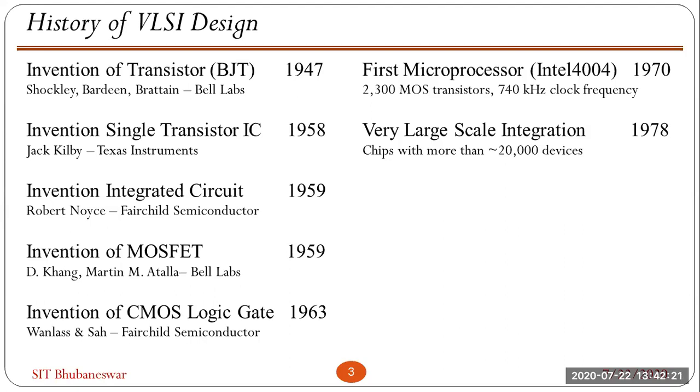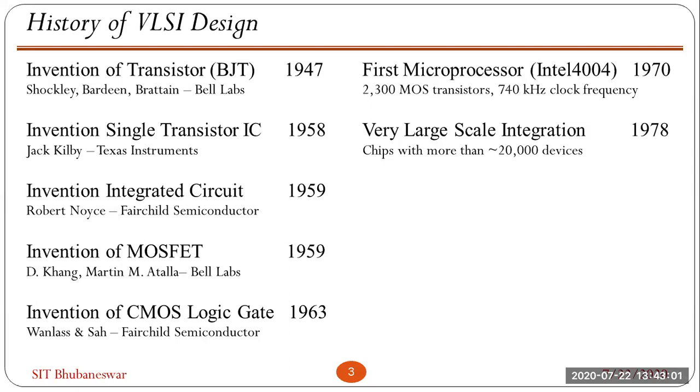Actually, now in every chip you will see the MOSFET. So that's why, after that, in 1963, using that MOSFET, a single circuit, meaning a single gate inverter, was also designed, invented by Wanlass and Sah at Fairchild Semiconductor. So this is from BJT to single transistor IC, then MOSFET, then single logic gate inverter. So this was the initial phase.